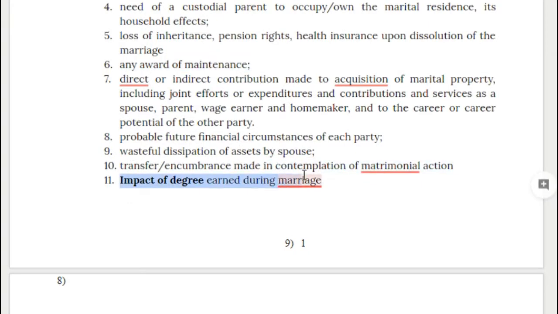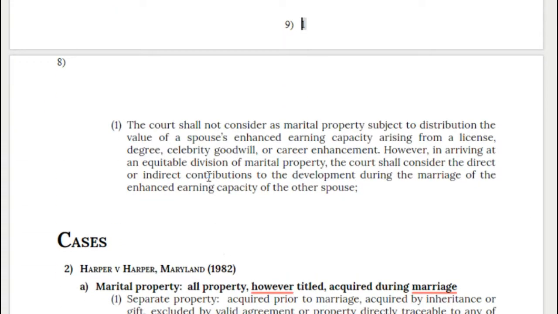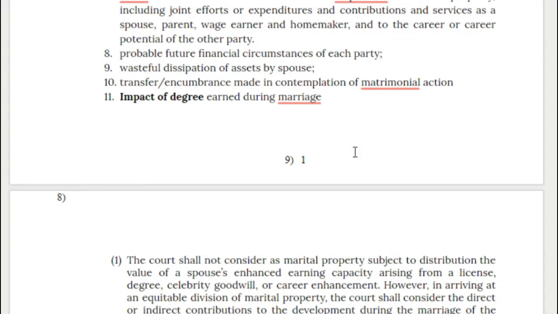Now, number 11 is interesting. It says impact of degree earned during marriage. So these are degrees that, let's say one spouse becomes a lawyer, for instance, or a doctor during the marriage. So it says here, the court shall not consider as marital property subject to distribution the value of a spouse's enhanced earning capacity arising from a license, degree, celebrity goodwill, or career enhancement. Now the professor has highlighted this because I believe some of the cases are going to elaborate on this impact of degree, to determine how it's actually used in real life.